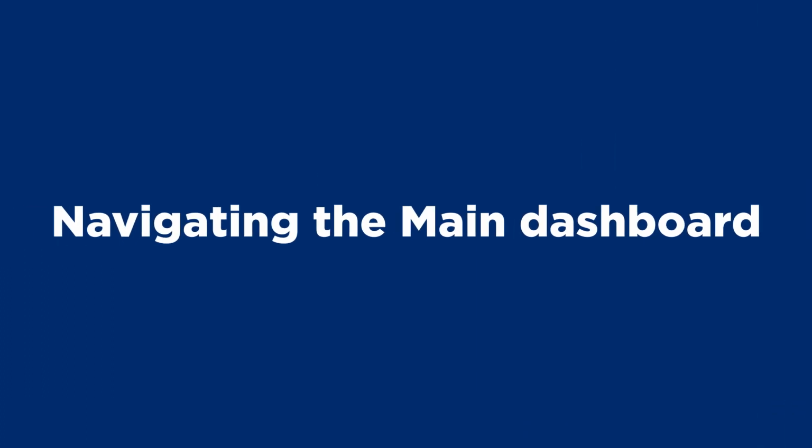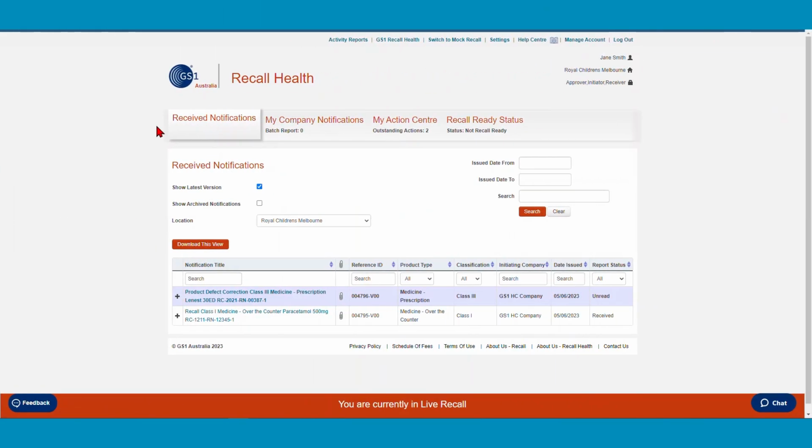Navigating the main dashboard. On the main dashboard, there are a number of tabs. The Received Notifications tab, My Company Notifications, My Action Centre, and Recall Ready status. The Received Notifications tab lists all the recall notifications that have been received for a particular site location. You can view the notification title, the product type, the classification of a recall, the initiating company, the date issued, and the report status.